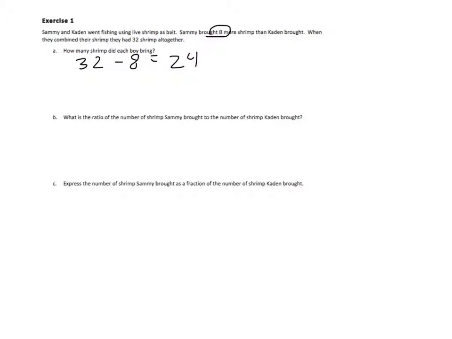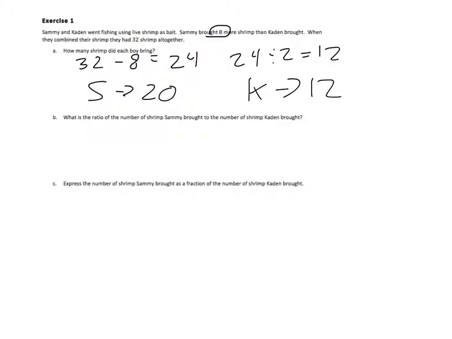Well, 24 divided by 2 is 12. Okay? So 12 is how much Caden has. And then Sammy has the 12 plus the 8, which is 20. So Sammy, which we're going to use S for, has 20. And Caden, we'll use K for, has 12.